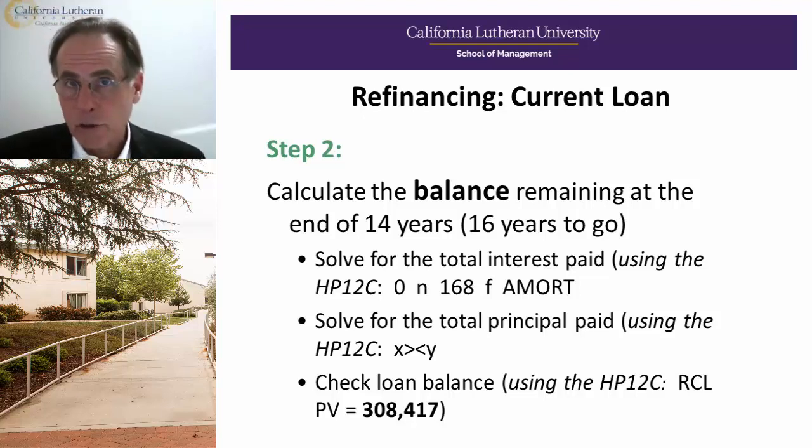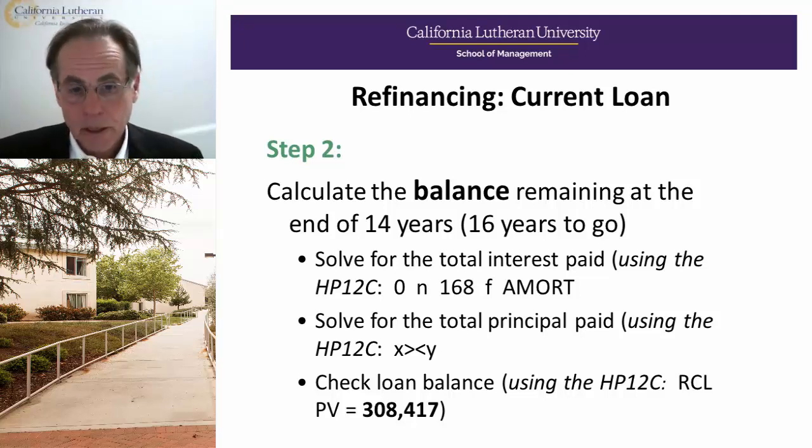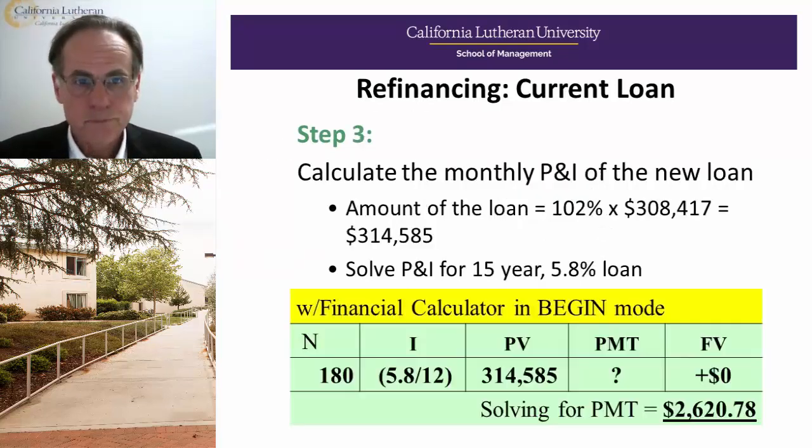The second step is to calculate the balance remaining. Remember, you're 14 years into this loan. What is the principal balance at that point in time? As you can see here, I calculate $308,417. The keystrokes that I enter here are for the HP12C. You'll want to refer to your calculator's manual or go online to get your calculator's manual so that you can follow the correct process to get to that correct loan balance or the current loan balance.